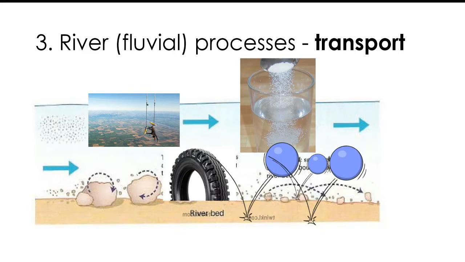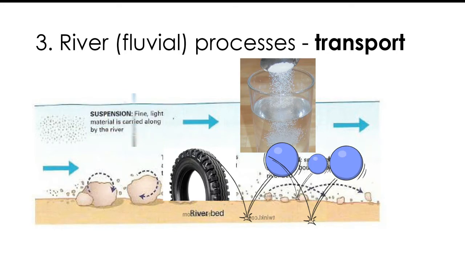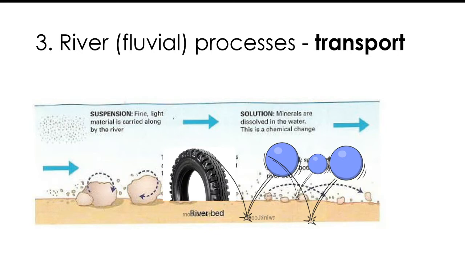So suspension is the first way in which water is transporting sediment. If it's super, super fine, then it will be moved within the river itself. Smaller sediment as well, particularly quite soluble materials, will be dissolved within the water as well. So we have got solution occurring if you've got minerals that are able to be dissolved in the water and moved downstream in that process.